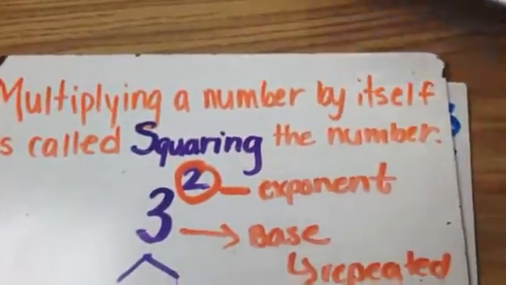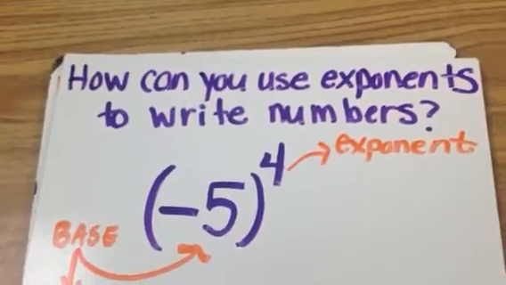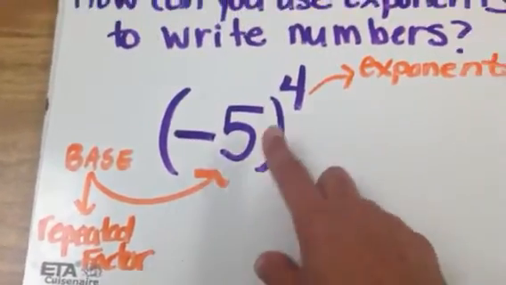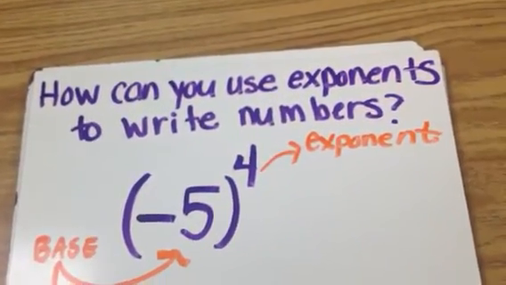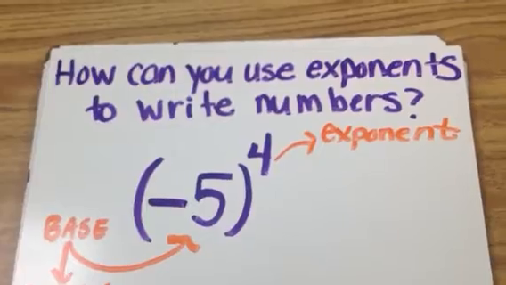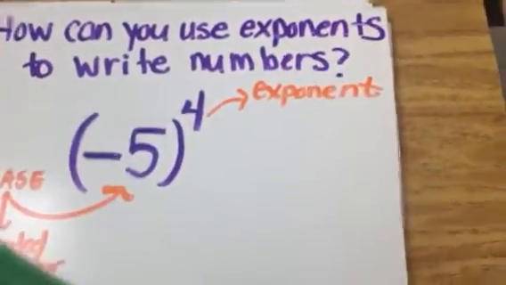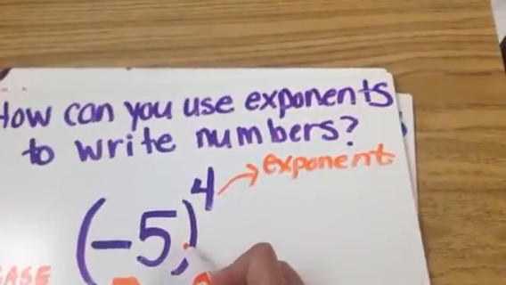So how can you write numbers using exponents? You need to pick a base, or a repeated factor, and an exponent. And how can you use exponents to write numbers? Well, it's a short way to write the repeated factor, instead of writing it over and over again. So the exponent tells us how many times the base is repeated.